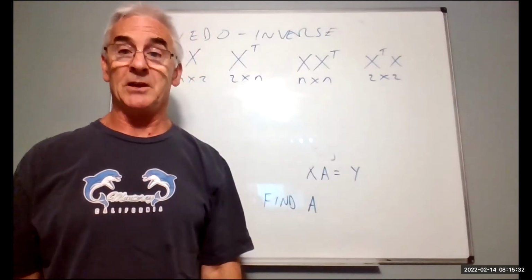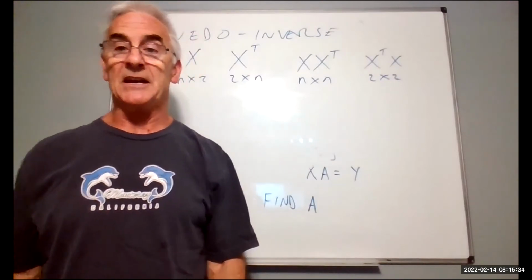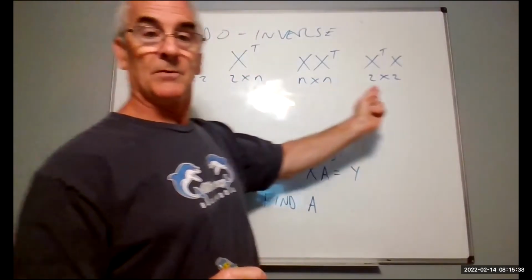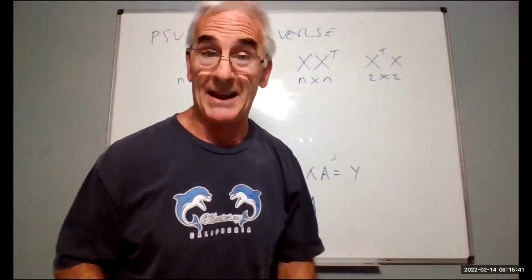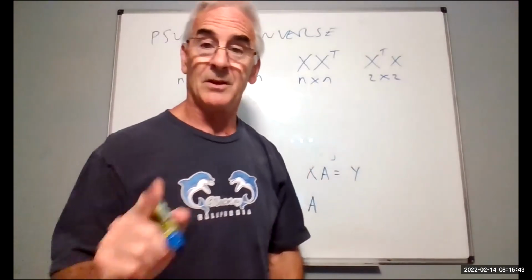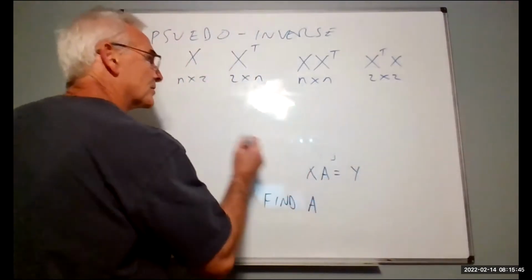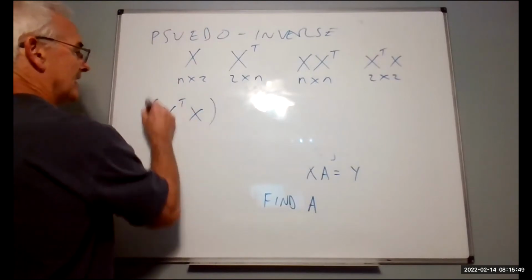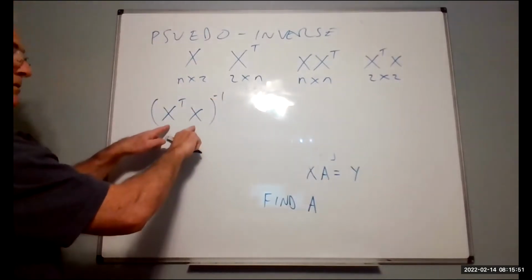Is that useful to me? Yeah. X transpose X, I have a lot of data points. This guy's too big, it's not invertible. This guy's really small and it is invertible. And it's also easy, it's 2 by 2. So what if you did the following? I want you to consider the following. I want you to consider X transpose X inverse, the inverse of that product.